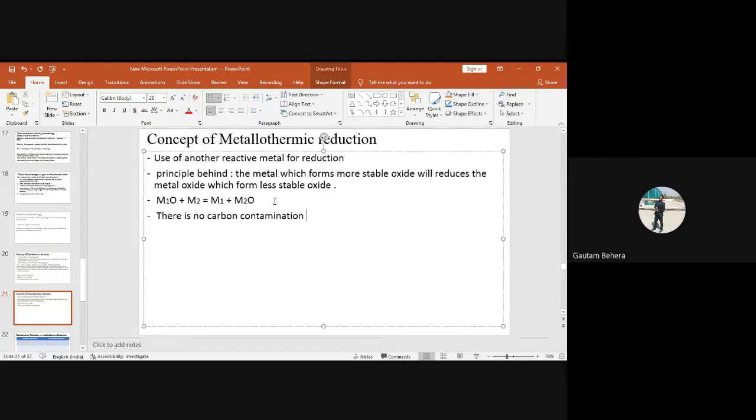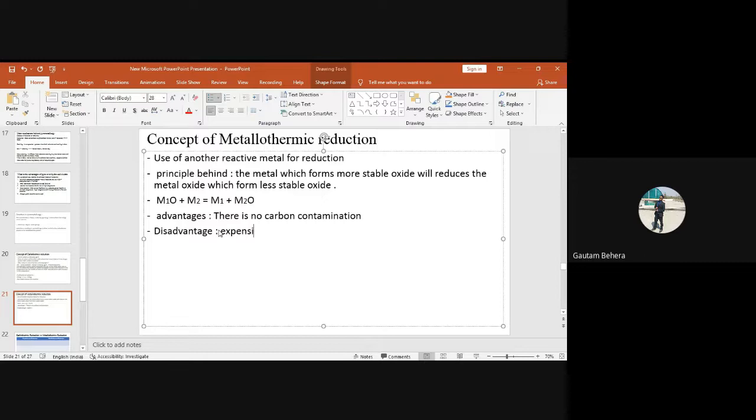And sometimes during extraction of some metals, we obtain them in the form of carbides rather than metal. So that is carbon contamination. But this kind of problem does not happen in the case of metallothermic reduction. So we get a very pure metal. That is an advantage of this metallothermic process. But what is the problem? The disadvantage of this process is that it is an expensive process.